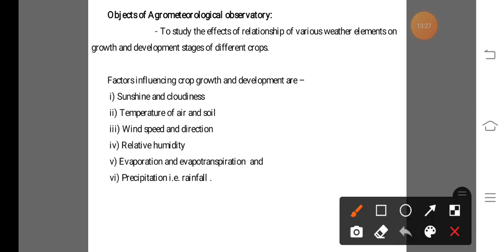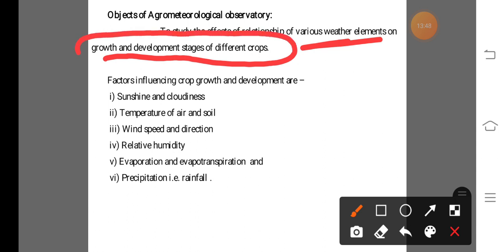The basic aim or basic objective of an agrometeorological observatory is the study of the relation of various weather parameters with the crop. That means how different weather parameters affect the growth and development of the crop at different growth stages of the crop, or in different crops. They find out the negative and positive impact of weather parameters on agriculture and different crops. So this is the basic or main objective of an agrometeorological observatory.